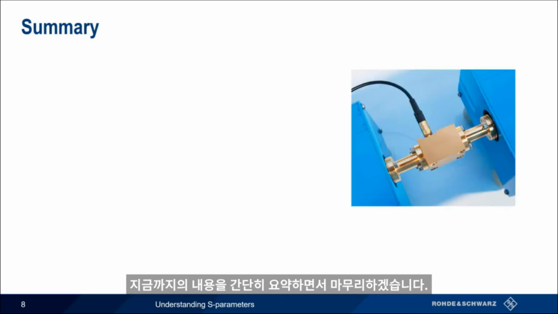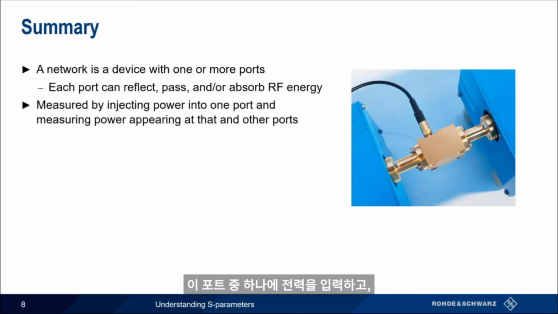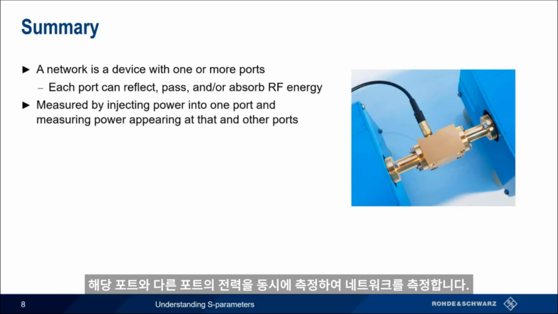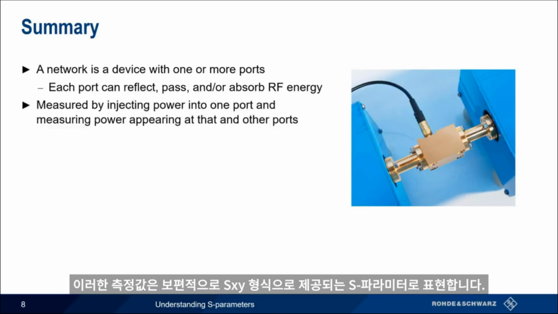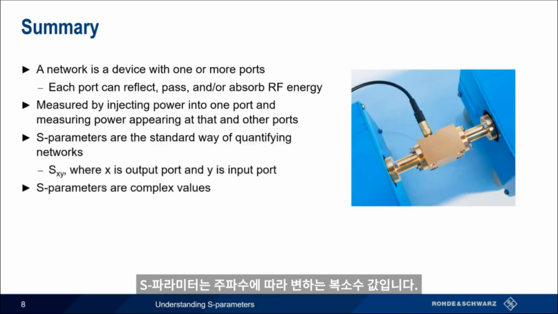Let's end with a quick summary of what we've learned. A network is a device with one or more ports, and each of these ports can reflect, pass, or absorb radio frequency energy. We measure networks by injecting power into one of these ports and simultaneously measuring the power that appears at that port and at the other ports. The standard way of representing these measurements uses something called S-parameters, which are given in the form of S sub xy, where x is the output port and y is the input port. Keep in mind that S-parameters are complex values, which typically change over frequency.